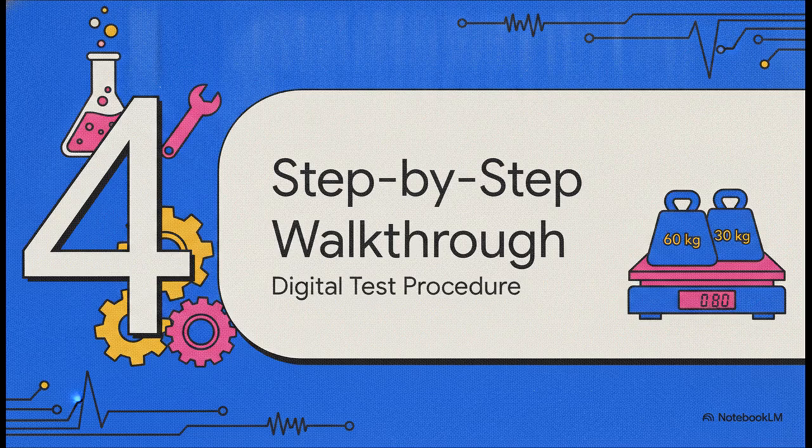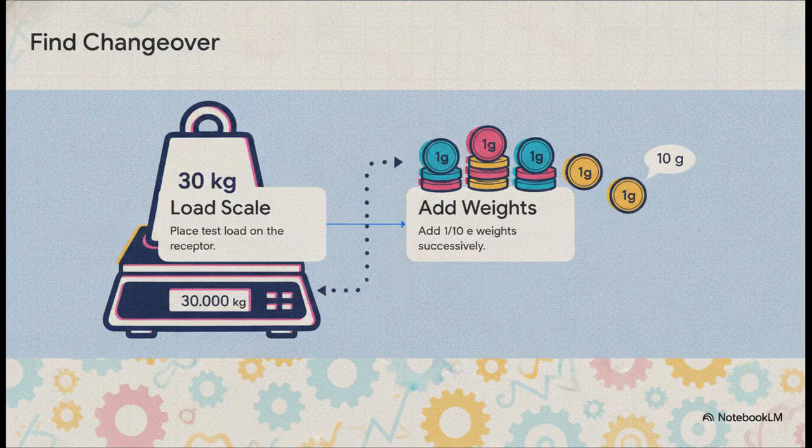Let's move on and see how this builds as we slow down and do a step-by-step walkthrough of the digital test. Let's imagine we're in the lab right now doing the half-load test. First, watch as we place a certified 30-kilogram weight right on the platform. The scale stabilizes at 30.000 kilograms. Now, we carefully add our 10 tiny 1-gram weights, stacking them one by one on top of the load. We do this to push that digital indication right to the brink, forcing it toward a lower number.